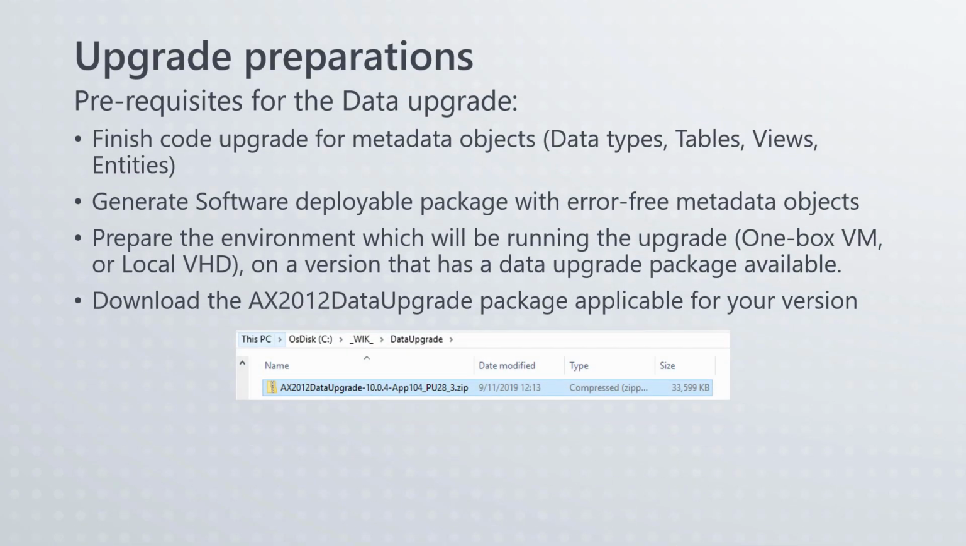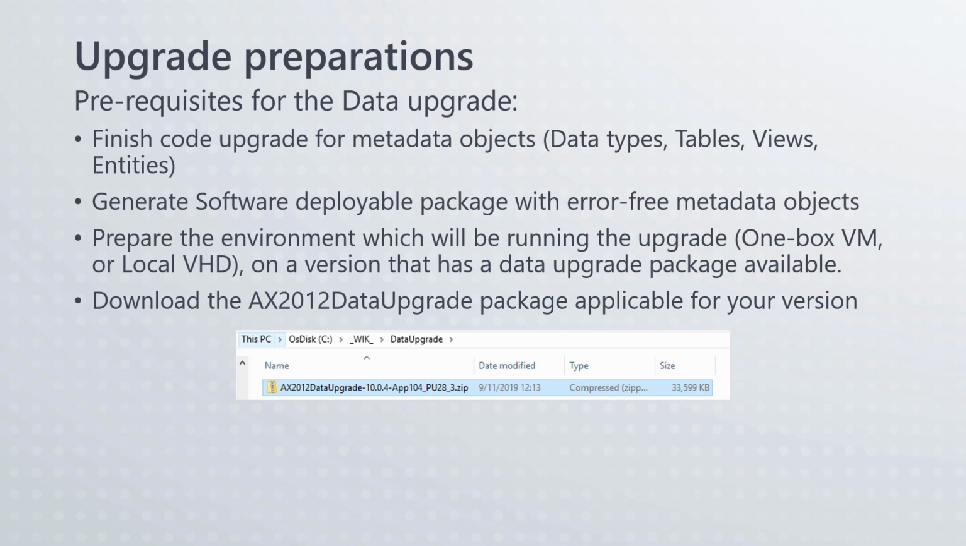Then you have to finish the code upgrade for the metadata objects, which means data types, tables, views, entities, like I mentioned earlier. I'm going to show it during the code upgrade best practice steps on what you should really do. You have to generate the software deployable package, which is error-free. Prepare the environment which will be running the upgrade. It could be a one-box VM, or better off to go with a local virtualized environment.